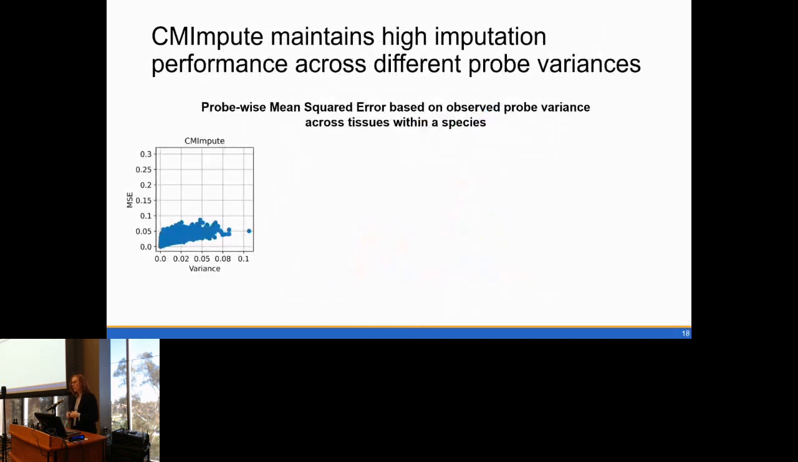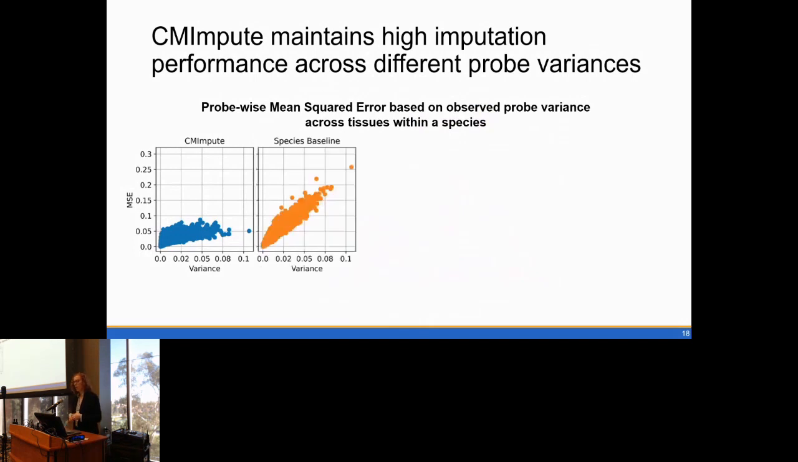We further dig into this probe-wise performance by evaluating how the observed variability across probes impacts said performance. We consider here how much a probe varies between different tissue types, and we specifically use mean squared error for this analysis, as Pearson correlation is less informative for lower variance probes. As you can see, CM impute remains relatively robust to lower and higher variance probes with a fairly consistent MSE across them.